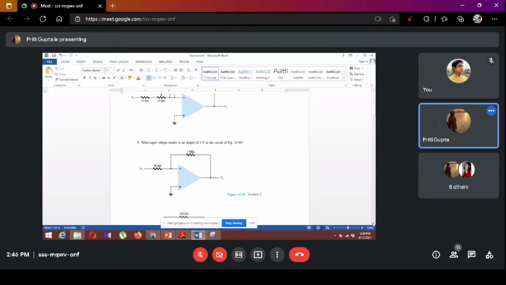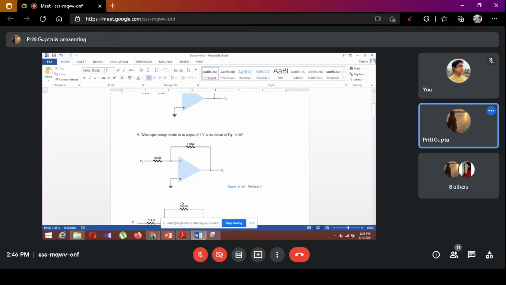Do this one. What input voltage results in an output of 2 volt in the circuit? Output is given, you need to calculate the input. This one is 20 kilo ohm. This one is 1 mega ohm. 1 mega ohm equals 10 to the power 3 kilo ohm or 10 to the power 6 ohm.